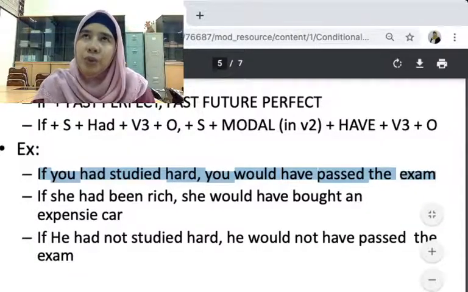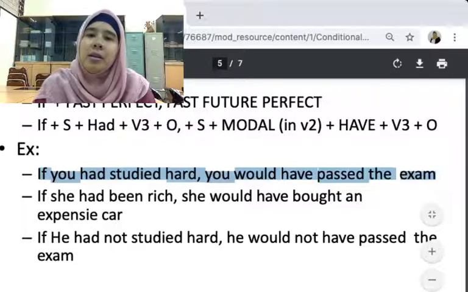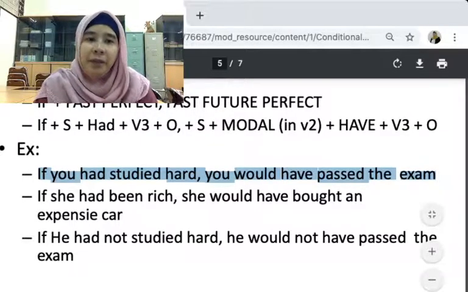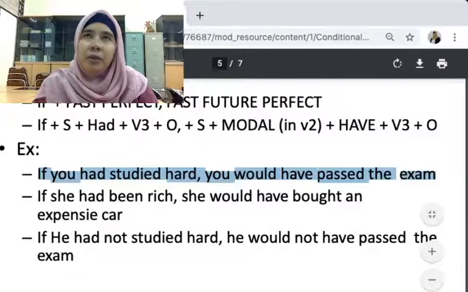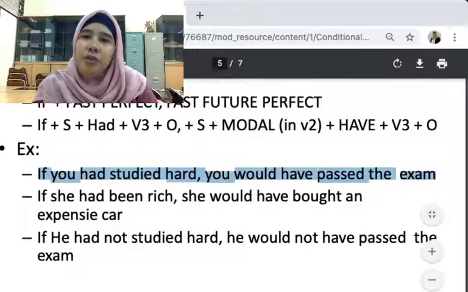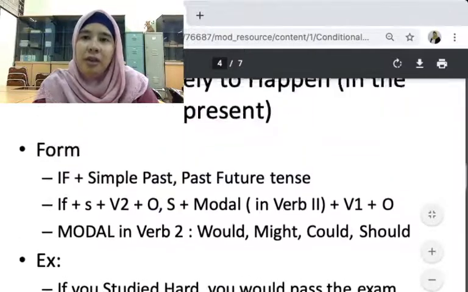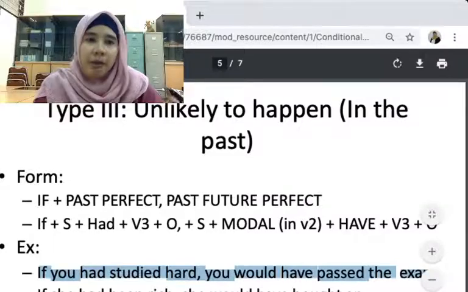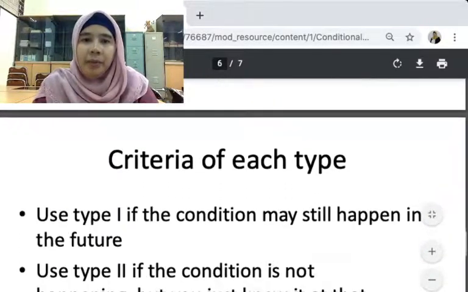Okay, 2 months ago I failed the exam. If I had studied hard, I would have passed the exam. Okay, that's the conditional clause part 3. Please, if you don't understand which conditional clause I would like to have between type 2 and type 3, perhaps you may learn from other sources. Silakan belajar di other source yang lain selain di saya.